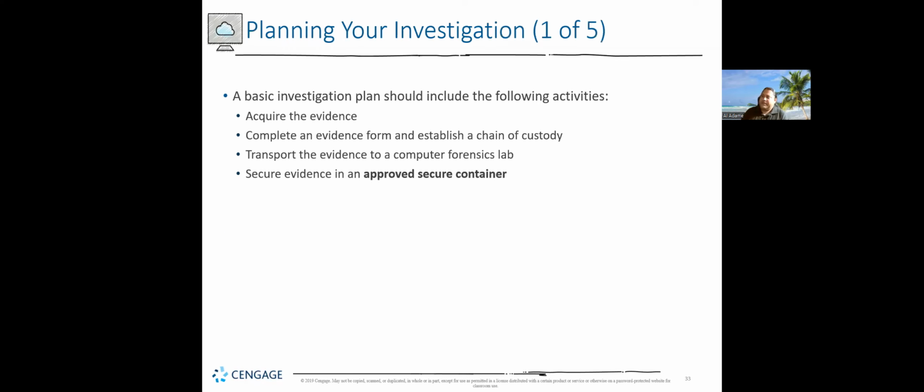So, a basic investigation plan should include the following activities. Sorry, sometimes these slides are weird. Acquire the evidence. That's something you're going to do regardless, no matter what. If you're investigating, you have to acquire evidence to figure out what's going on. Complete an evidence form and establish a chain of custody.